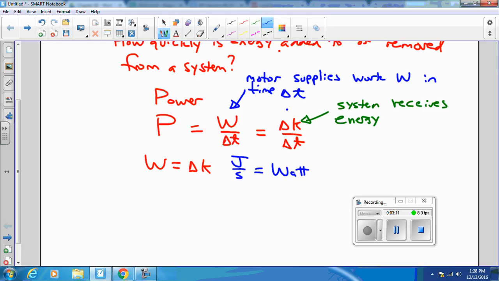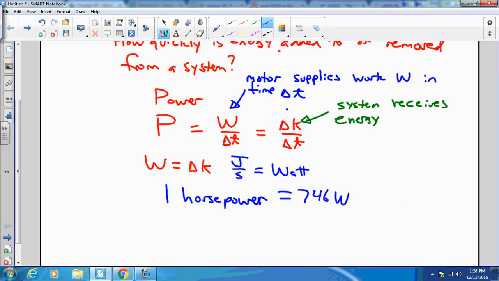Now, if we have very large amounts of power, then we might measure them in terms of horsepower. And 1 horsepower is a very old unit, and literally referred to the average power that a draft horse could generate if it was hooked up to a grinding wheel. And 1 horsepower is going to be 746 watts, or about 3/4 of a kilowatt.